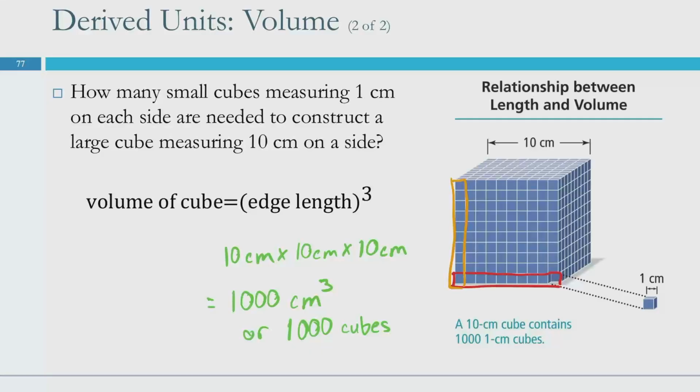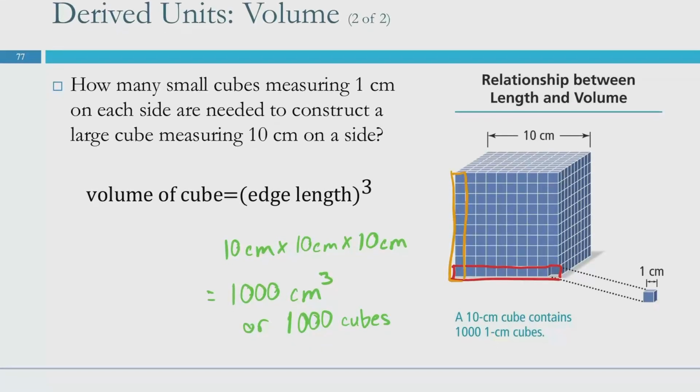One of the things that I'd like to point out here is that we treat our units like algebraic variables. So if you're multiplying 3 of them together, it's cubed. If it was 2, it would be squared, like x times x gives us x squared. The same thing applies to our units. We can cube and square and whatever other exponents we might want to do to them.